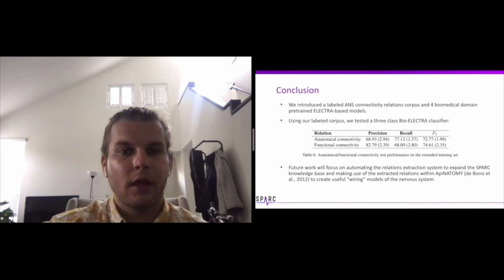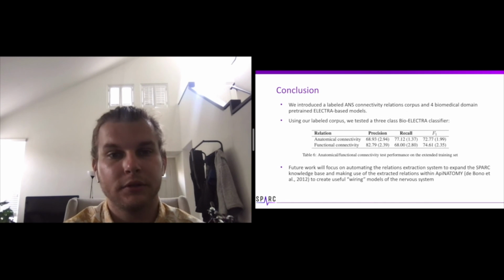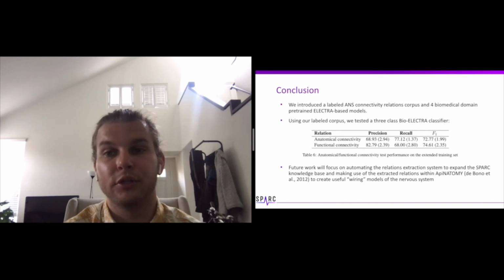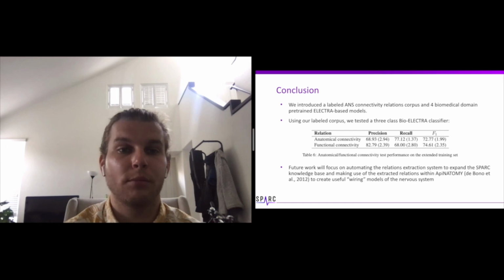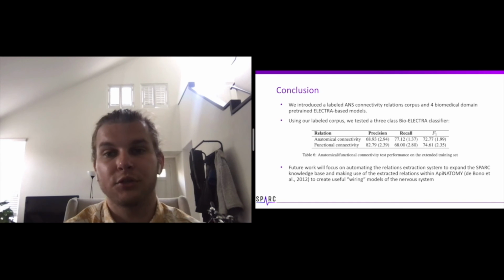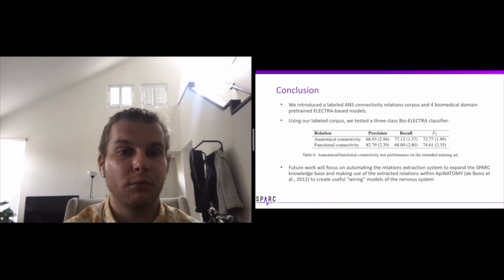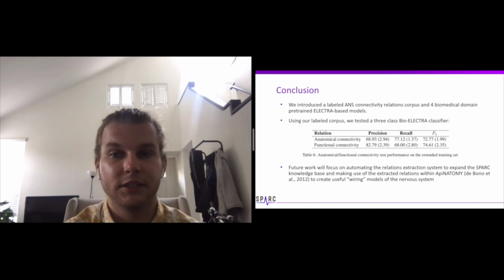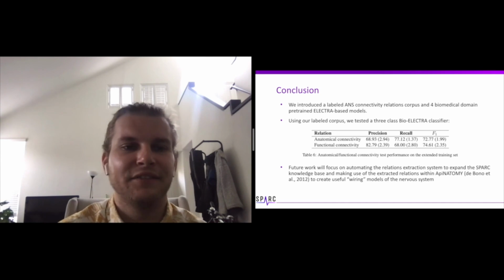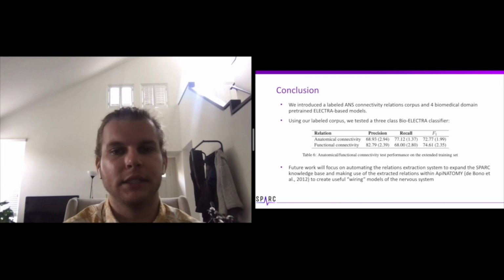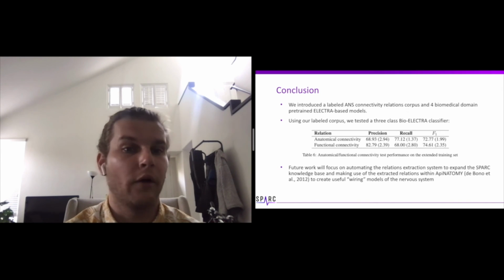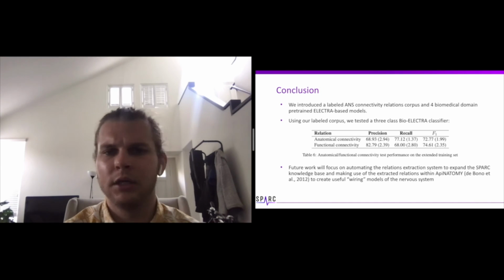In summation, we introduced a labeled autonomic nervous system connectivity relations corpus and 4 biomedical domain pre-trained Electra models. Using our labeled corpus, we achieved a high performance on a 3-class BioElectra classifier, whose performance is shown below. Based on the observed benefits of active learning, we plan on using our BioElectra-based relation extraction system in a web-based tool for connectivity knowledge-based construction with an active learning-based continuous learning ability. We hope to eventually use this data to help create advanced wiring models, making use of the App Anatomy platform described very briefly earlier.